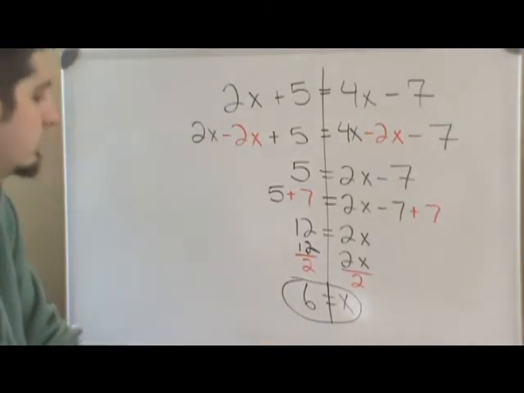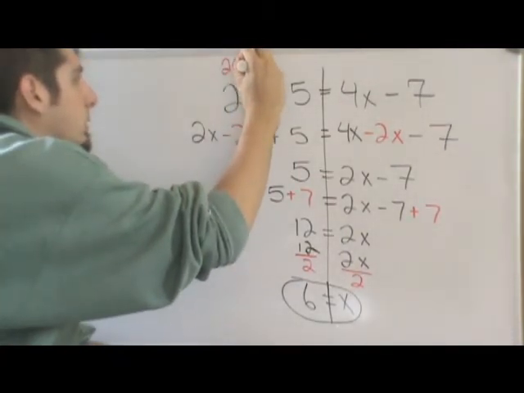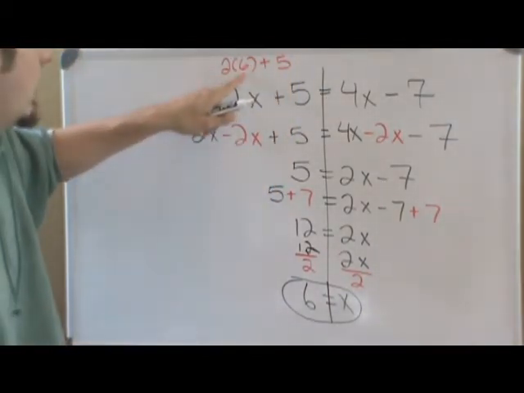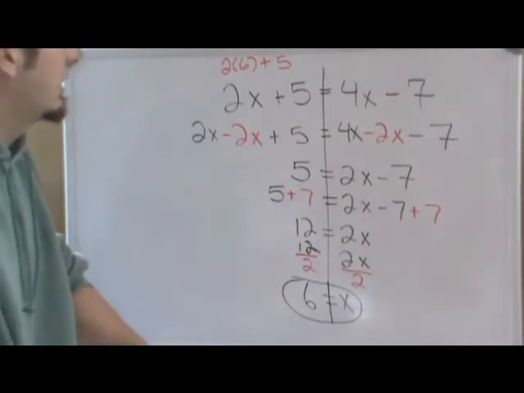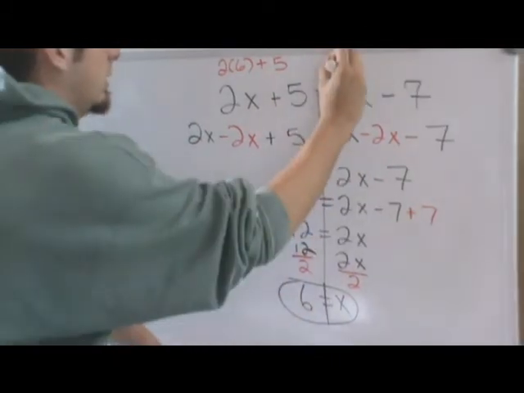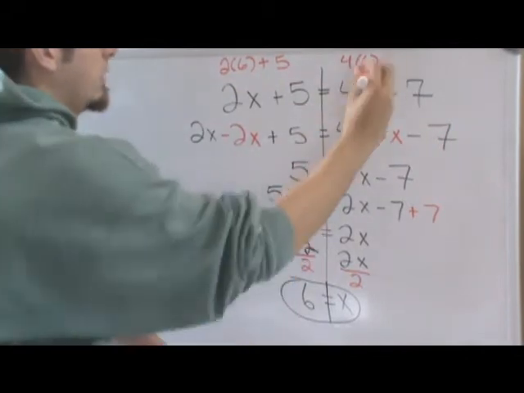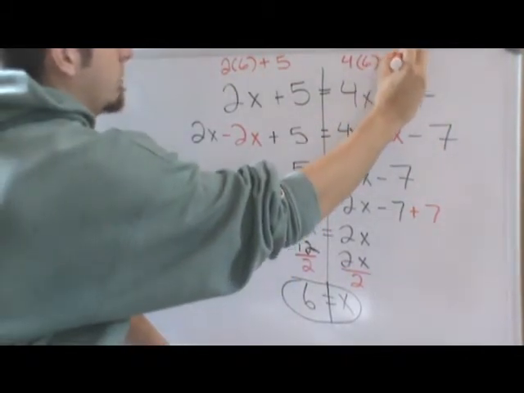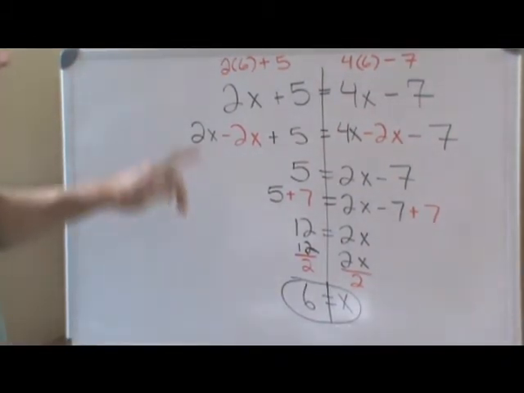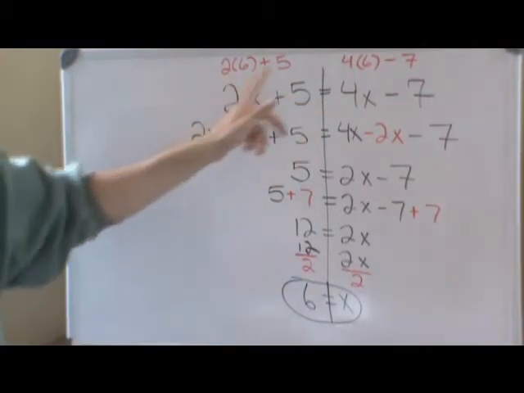And you can check that just simply by plugging 6 in for x and see if it works. So on the left side we have 2 times 6 is 12 plus 5 is 17. So when I plug in 6 on the right side, I should also get 17. So we do 4, plug in the 6 for x. 4 times 6 is 24, minus 7 is 17. So 6 is the correct answer, and I confirm that by plugging my answer in for x, and it did work. Both sides are equal.